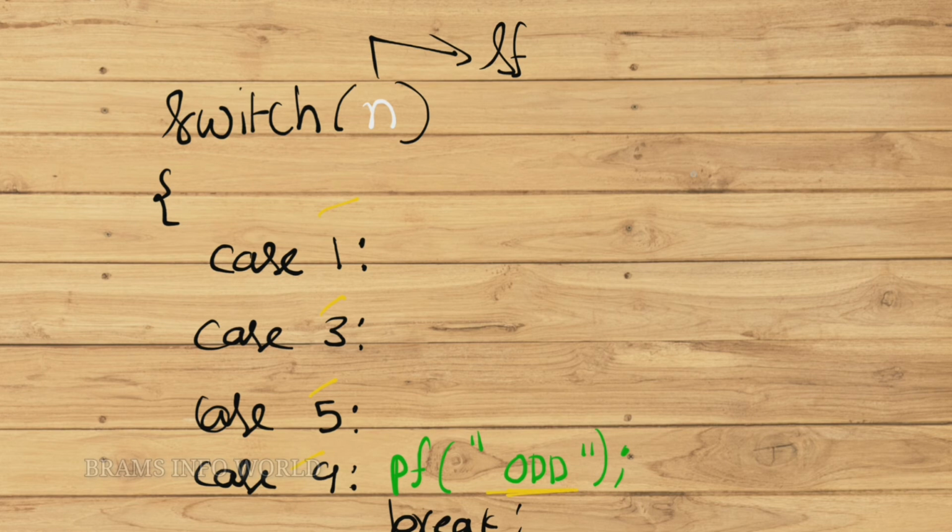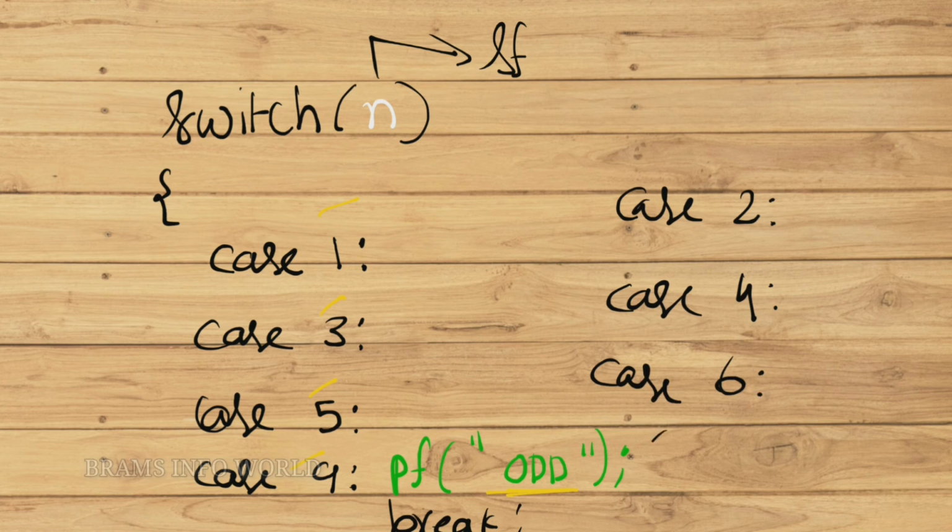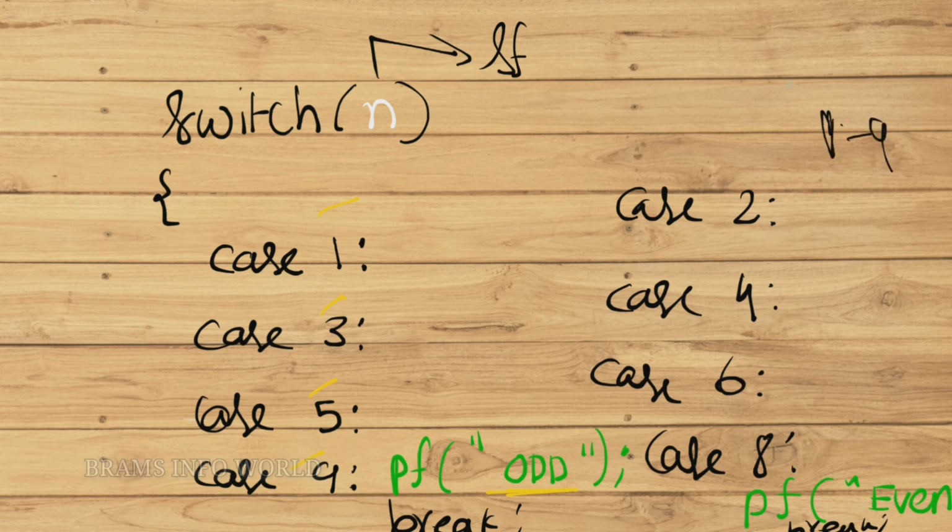If the cases are like 2, as a continuation I write case 2, case 4, case 6, case 8, then I define printf even number, followed by break. If you enter other numbers beyond 1 to 9, then I define the default statement. So this is the way we define the switch case statement.